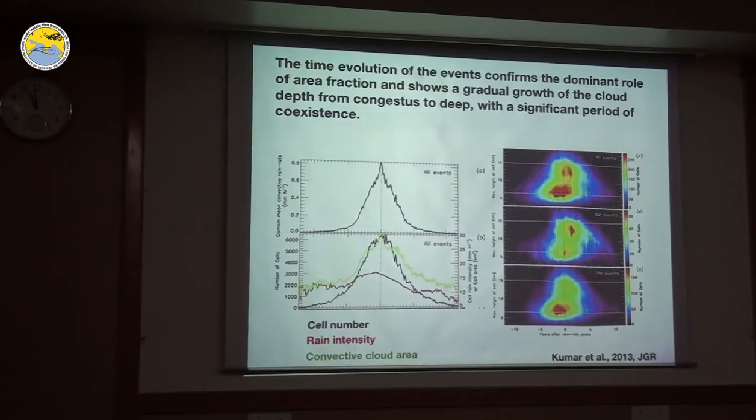Okay. The intensity, on the other hand, is the red line, actually doesn't peak when the mean rainfall peaks, it peaks before. So the mean rainfall peaks after you had the highest intensity of the rainfall, because you're still generating more cells. So again, it shows you the importance of this convective cloud area versus the intensity.